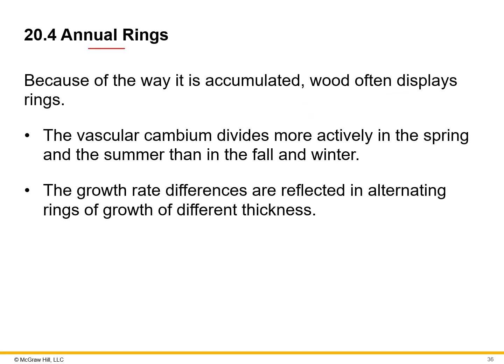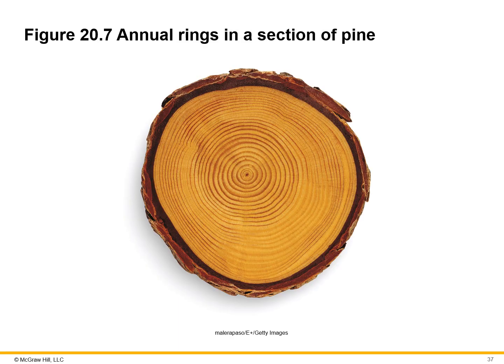Of course, annual rings we can use to estimate the age of each tree that's out there because of the way it's accumulated. So that vascular cambium that's giving rise to the xylem and phloem, it divides more actively in the spring and summer than it does in the fall and winter. So because the growth rate is different, it kind of has this alternating thickness, and those different thicknesses provide those annual rings. And of course, we can count those rings to determine how many seasons this tree has been through to estimate the age.